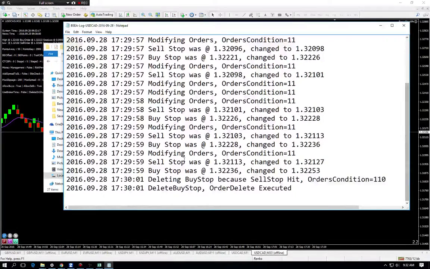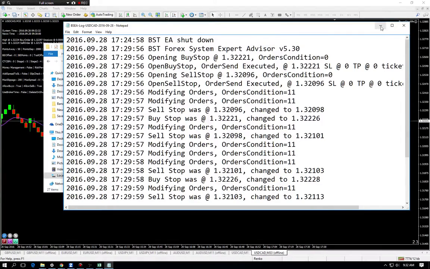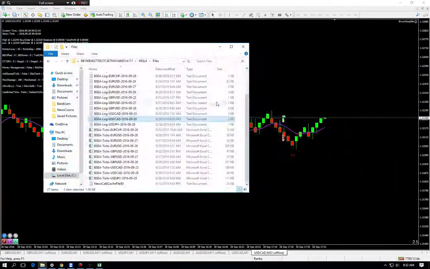And we go down. So what do we see? Deleting buy stop because sell stop hit. So what does that tell us? It tells us that a sell was opened on this trade. Simple as that. Nothing there. There wasn't any slippage or anything. That was a very slow paced trade. So we can close that. There was nothing for us to see in there.